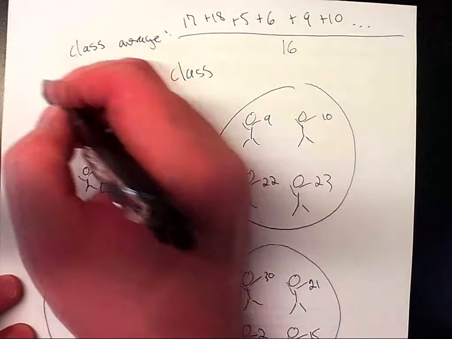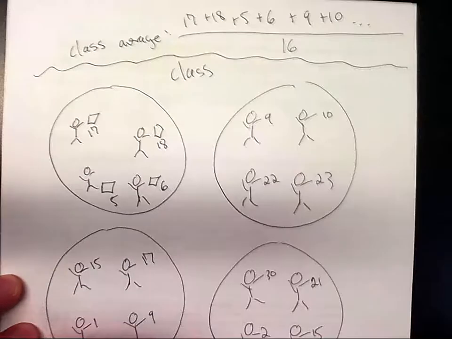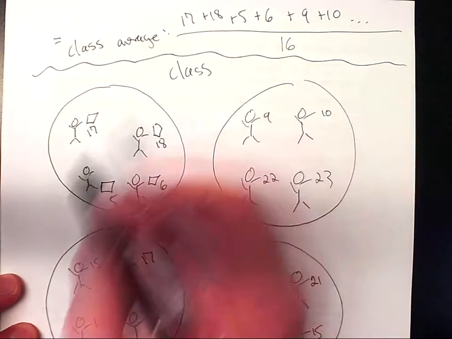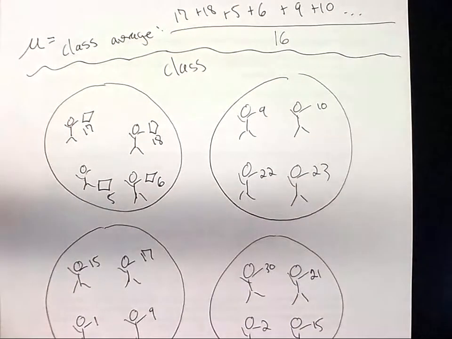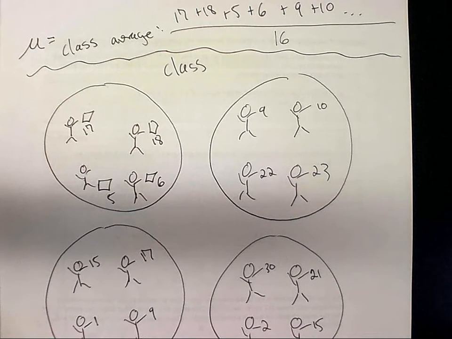All right, now I'm going to set this number aside, whatever number we get right here. Since this is an entire population, though, I'm going to call this number mu. Right? It's the population average.